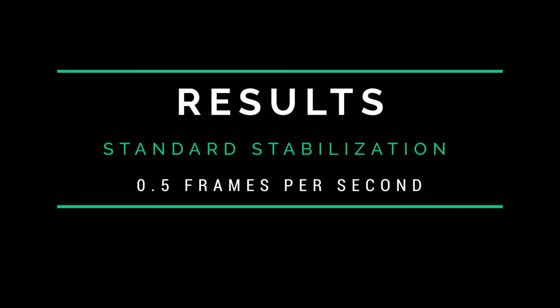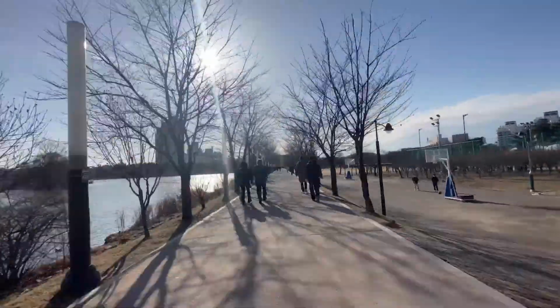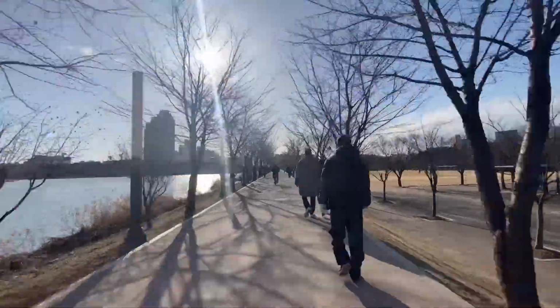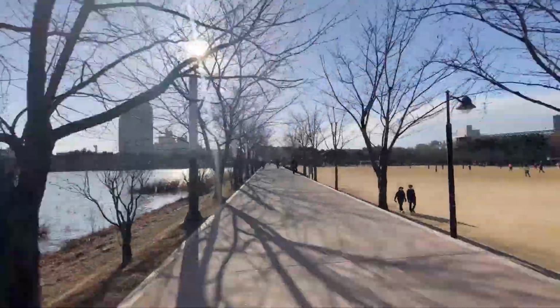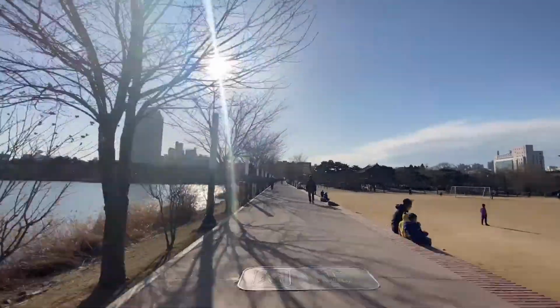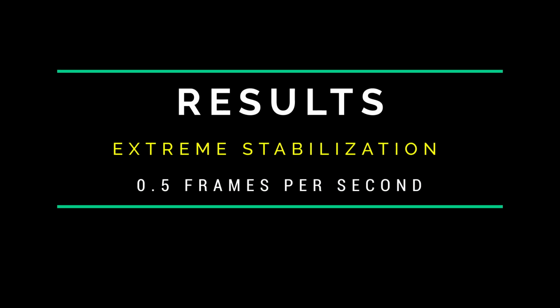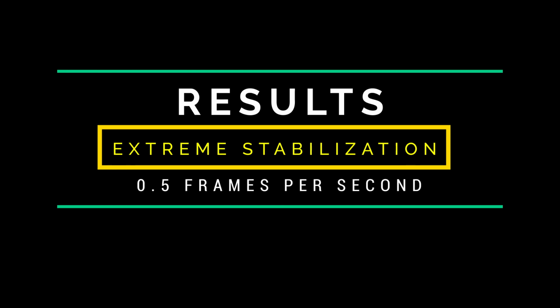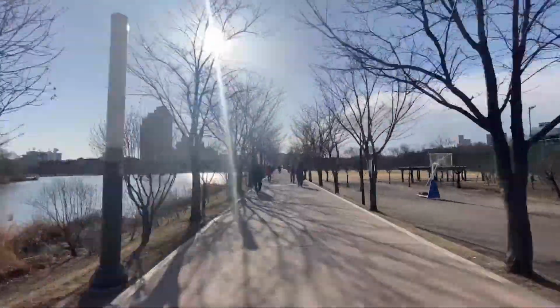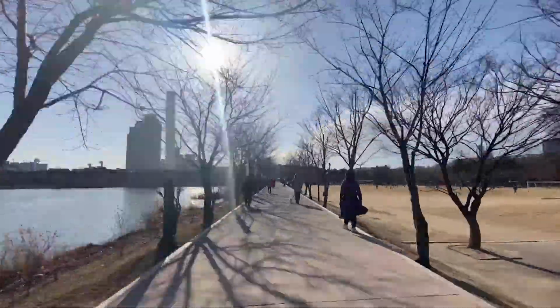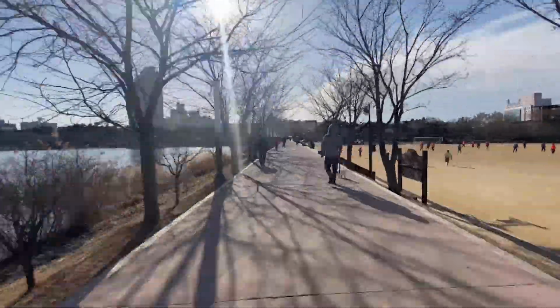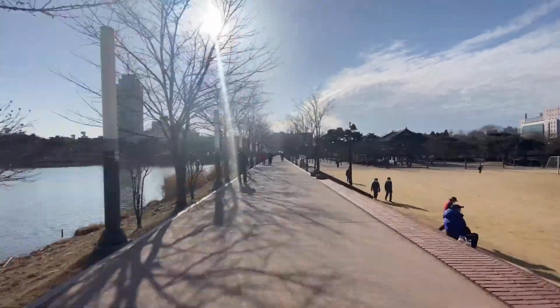So here are the results at the park with a standard stabilization and frame rate of 0.5. Notice it looks choppy. It doesn't look very smooth. This is because when I'm walking, it seems to bounce back and forth. Now, let's see what happens keeping everything else the same, except I'm switching from a standard stabilization to extreme stabilization. And I'm walking the same path, the same direction, and the same distance. So much smoother. So these are the settings I suggest when you film your hyperlapse.